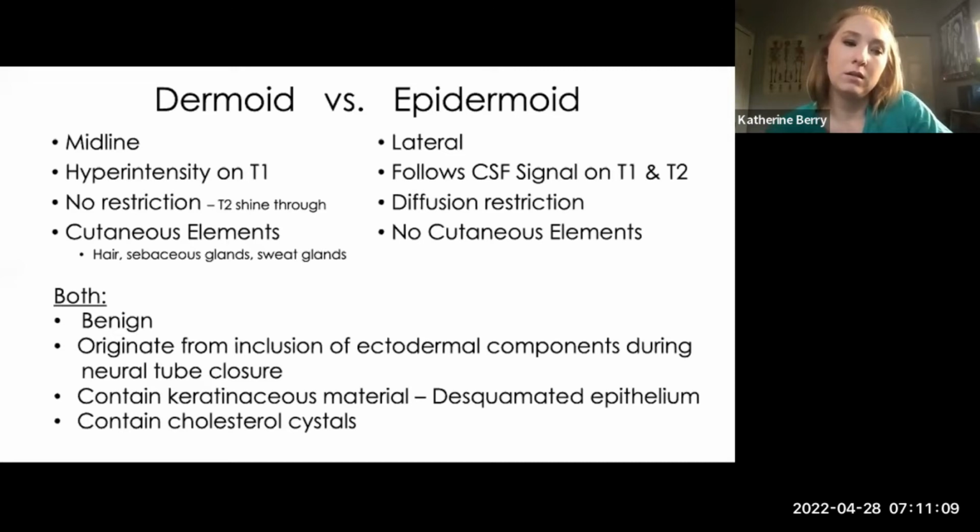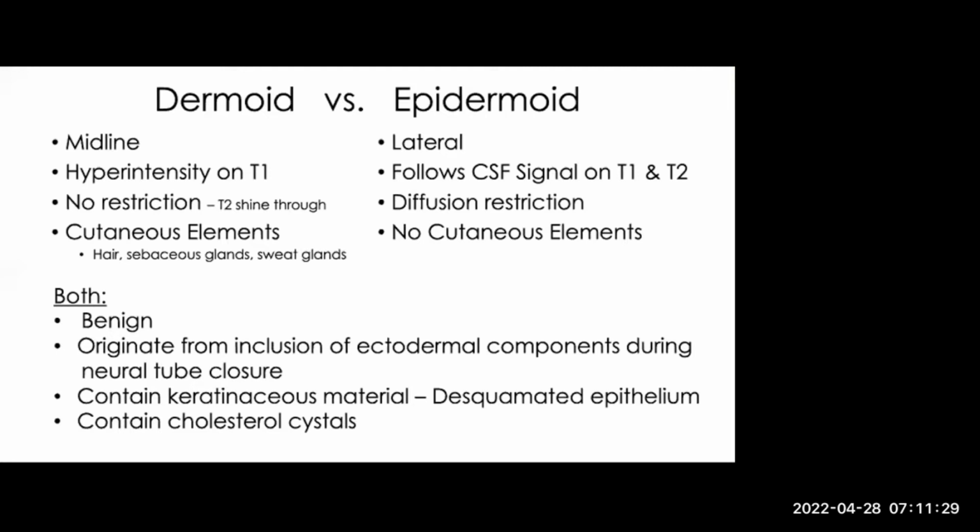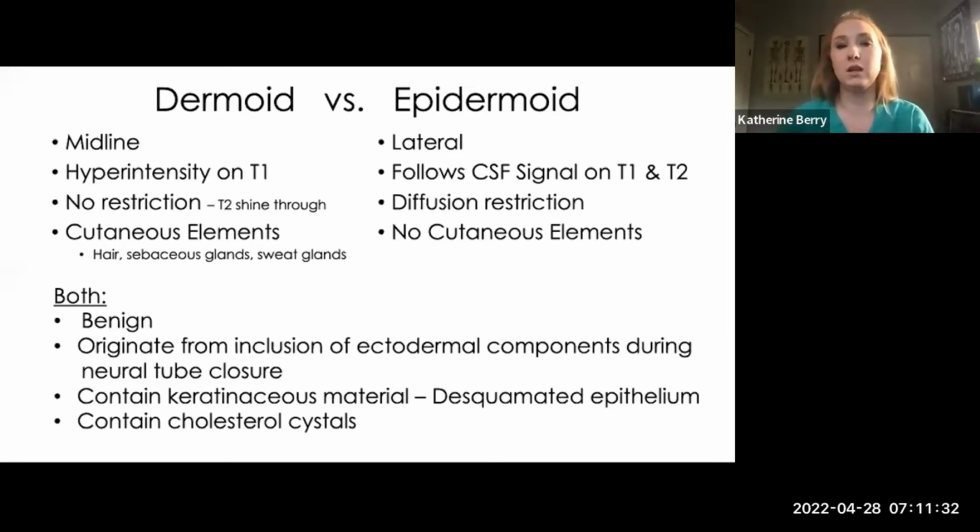Both of them are benign. They both originate from inclusion of ectodermal components during neural tube closure. So you can think of them almost as a spectrum of how much ectoderm, or how much of the 3 layers of development, get enclosed in this cleft, because epidermoid would be the least amount of tissue. It would just be the epithelium basically. Dermoid would have some components of the lower skin layers, which is why there's hair, sweat glands, sebaceous glands. And then on the far end of the spectrum is a teratoma, which can have all 3 layers: ectoderm, mesoderm, and endoderm.